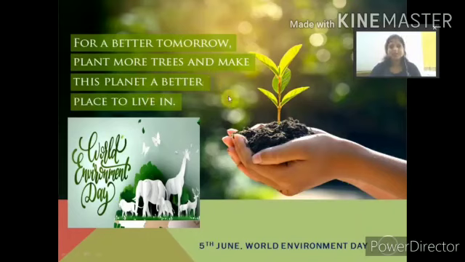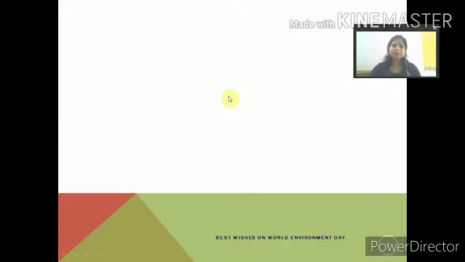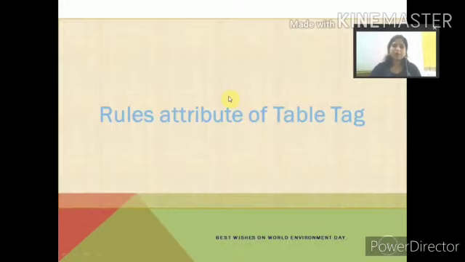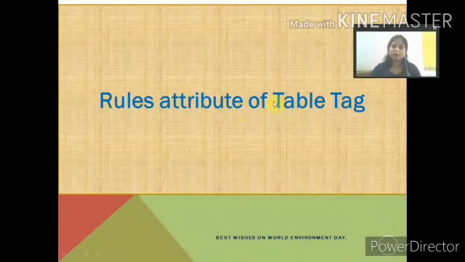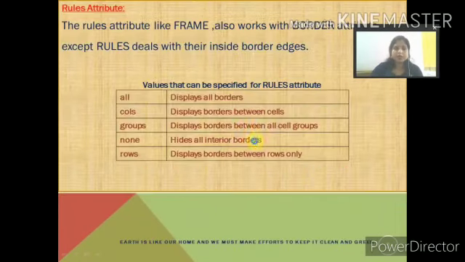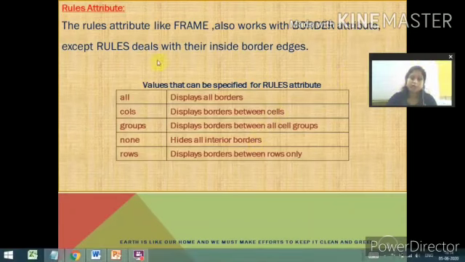Okay, with this, we'll start our lesson. In the previous class, we studied the frame attribute. So, today we'll read about the rules attribute of a table tag. See, frame was used for the outside border of the table, and rules is used to display the inside border of the table. The rules attribute, like frame, also works with the border attribute, except rules deals with the inside border edges of the table, while frame deals with the outside borders.